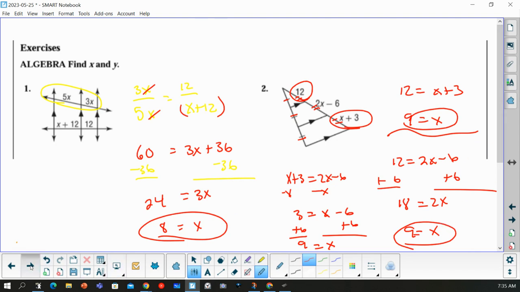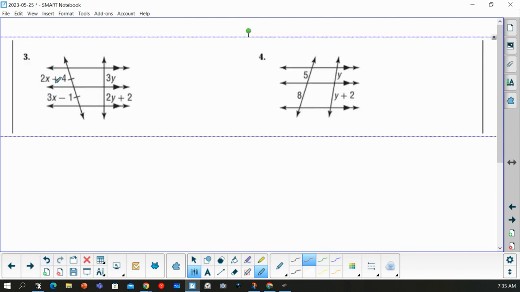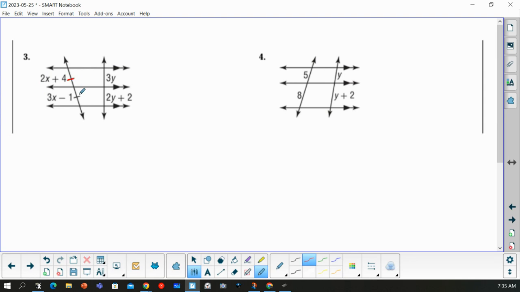Okay. All right. Let's try the next one. X and a Y. Now notice we do have a little helpful thing here. If it didn't have these little hash marks, this would be a very challenging problem to figure out. But since these are here, that means that this one equals this one. So to find my x, I'm going to do 2x plus 4 equals 3x minus 1. To find the y, since this one is equal to this one, I know that this one would have to be equal to this one. And so I don't have to set up my proportion. Since I know they're equal, I can just set them as equal to each other. 3y equals 2y plus 2.